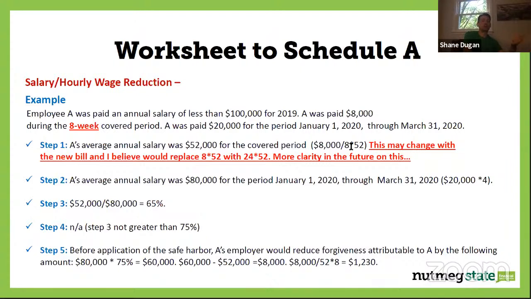However, before you go into checking whether or not that affects that person's reduction and affects your payroll forgiveness, you're going to want to check and see whether or not one of those other safe harbors is applicable. I think I have that on the next slide or two. But if it isn't, basically you would look at this equation, reducing your forgiveness by $1,230, right? So you're taking the difference between what you should have paid them according to the PPP rules and what you did pay them, and that difference is what your forgiveness will be reduced.